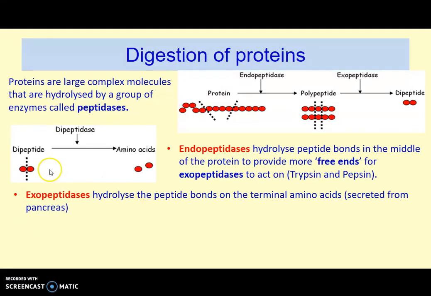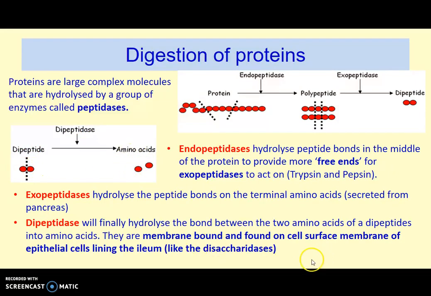Okay. But then finally we have our dipeptidases that will hydrolyze a dipeptide into the constituent amino acids. And these, again, like the disaccharidases, are membrane bound. They're found in the ileum, and they will then form those enzyme substrate complexes on the epithelial cells. And that is the digestion of proteins.